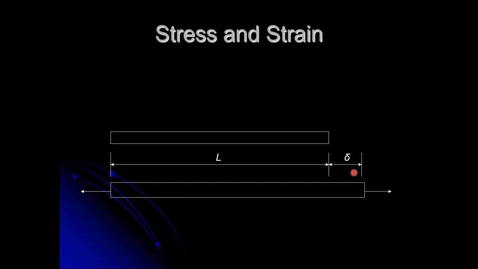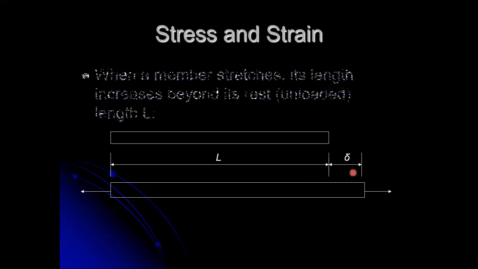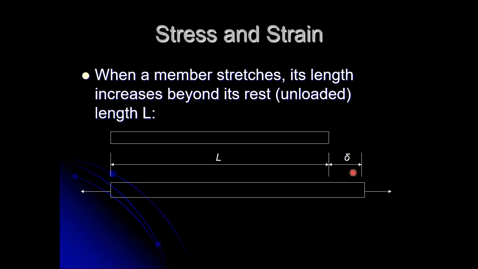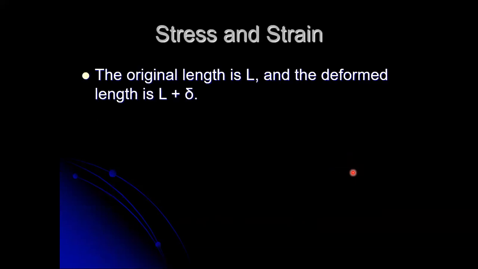Delta represents a change. In this case, it's a change in length. It's how much this member has expanded. We refer to it as the elongation of the member. If the elongation is positive, then it means it's stretched. If it's negative, it means it's shrunk. So that's the elongation. So when a member stretches, its length increases beyond its unloaded length by some amount that we call delta. So the original length is L and the deformed length is L plus delta.